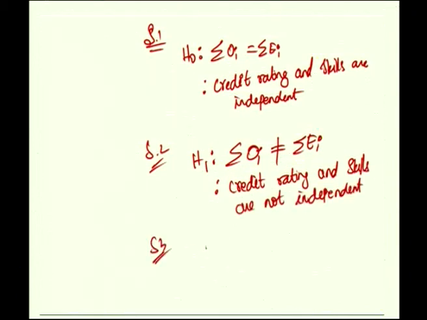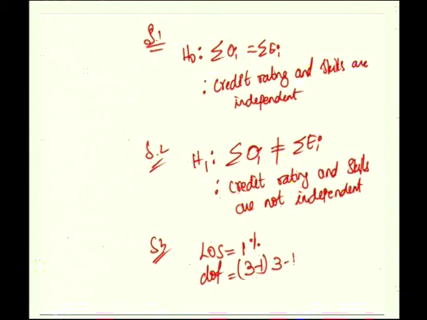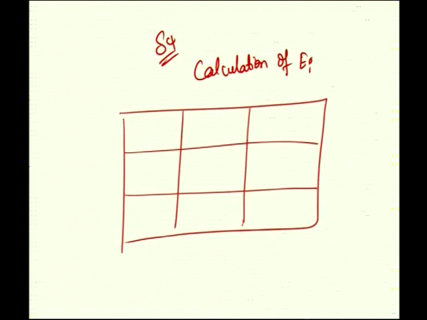Step 3 is level of significance. Let us have it as 1% for a change, and degrees of freedom is R minus 1 into C minus 1. Number of rows is 3 here, and number of columns is again 3, because it is a 3x3 contingency table. So, 3 minus 1 into 3 minus 1, 2 into 2, 4. Next, step 4 is calculation of EI. You have to do it carefully for a 3x3 table. So, 3 rows and 3 columns have to be formed.